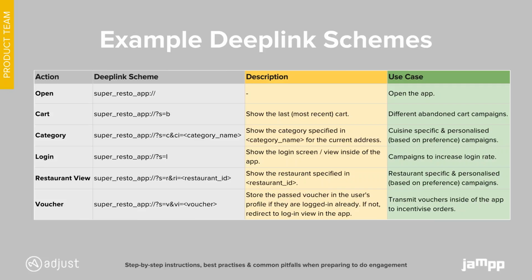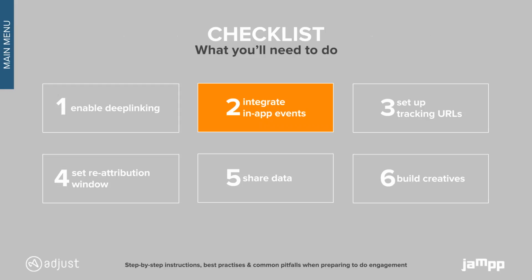So this gives you an idea of some example deep link schemes from that example app. And this is a good takeaway slide to get you thinking about your own specific app and vertical. And it could be a handy one to share with your product team. Right, back to the main menu.